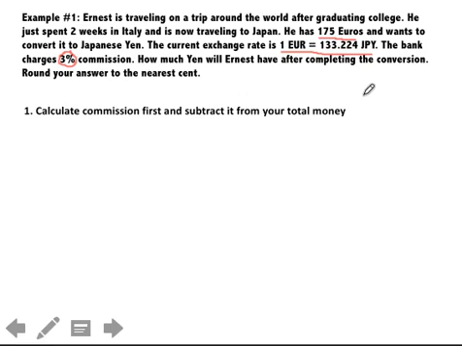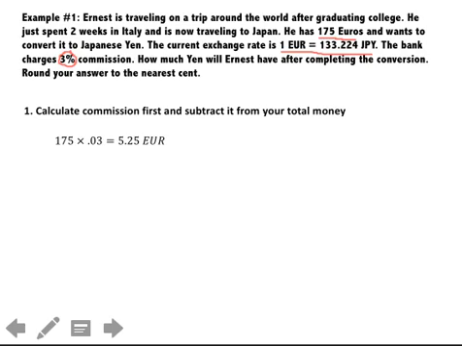And when you're dealing with commission, the first thing you want to do is calculate the commission and subtract it from your total money. That way we can get rid of this whole concept of commission from our actual conversion and makes our problem significantly easier. So to do that, let's calculate our commission first.